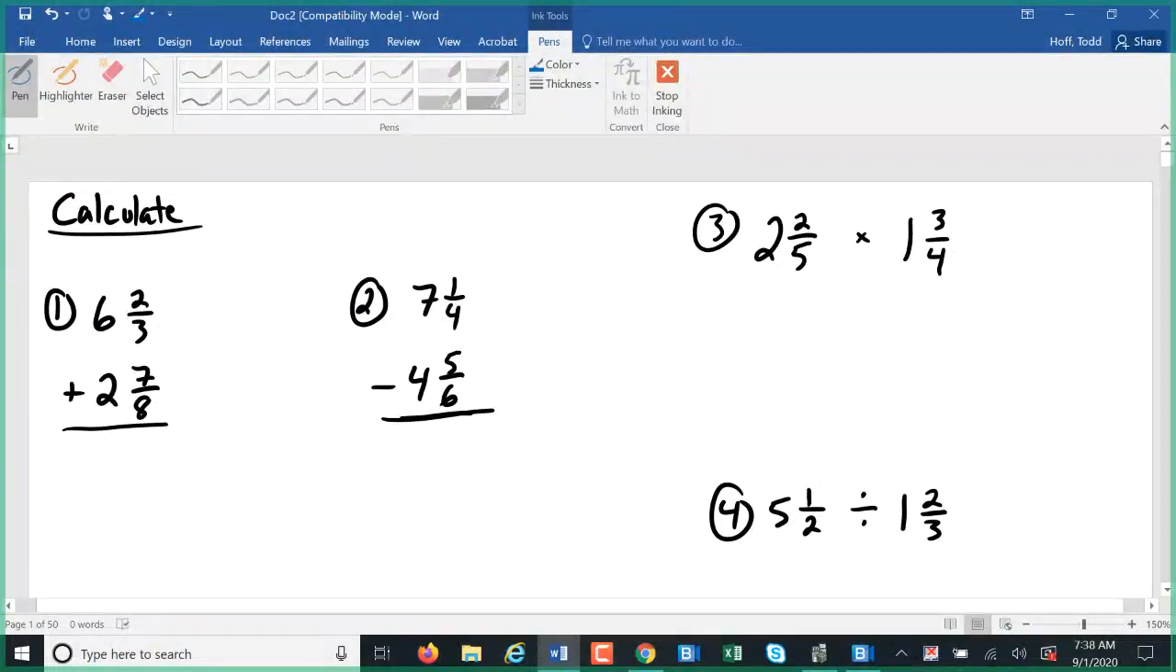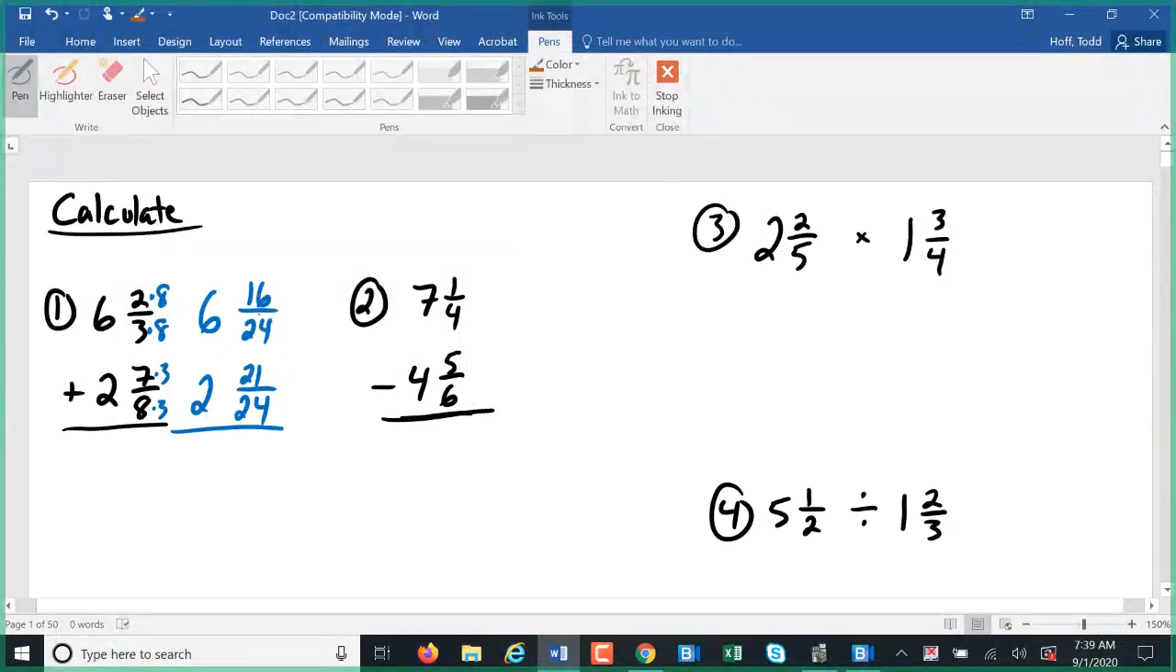So number one here, this is addition. Now remember, with addition and subtraction, we have to have the same name. That means common denominator. So 6 2/3 and 2 7/8 both have to be changed to a common denominator, which for the 3 and 8 is going to become 24. Turn the 3 into a 24, it's multiplied by 8. So we multiply the 2 by 8 to get 16 24ths. Turns the 8 into 24, it's multiplied by 3, so 7 times 3 is 21.